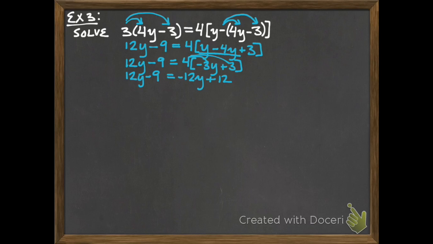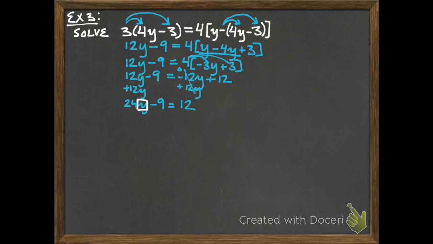Okay, and then my next step before I can solve is going to be to get all these y's onto the same side of the equation. So I'm going to add 12y to both sides. On the left side, that leaves me now with 24y minus 9. And then on the right side of the equation, negative 12y plus 12y is going to leave me with 0 on there, so it equals just that plus 12. Now, finally, I can solve for this y right here.